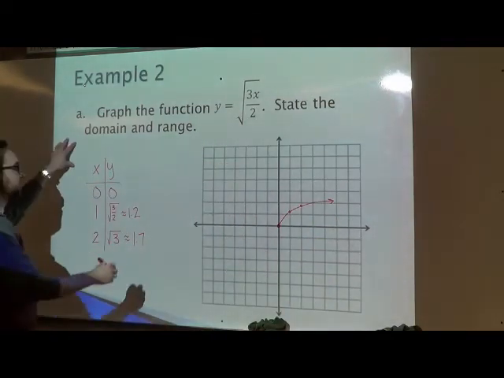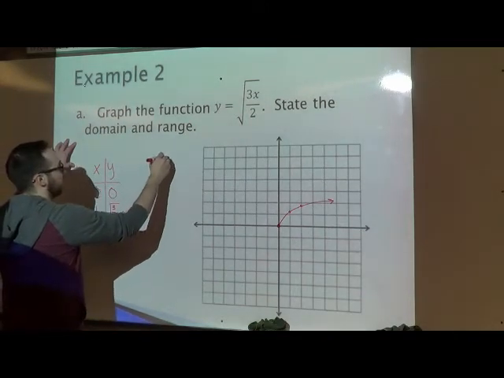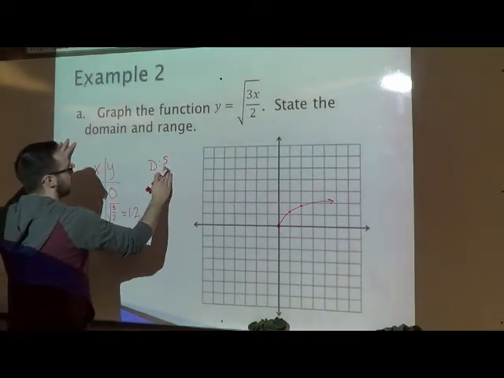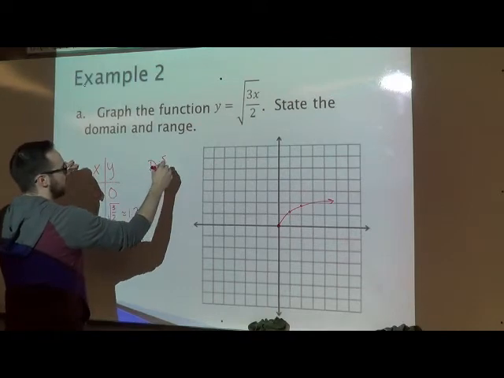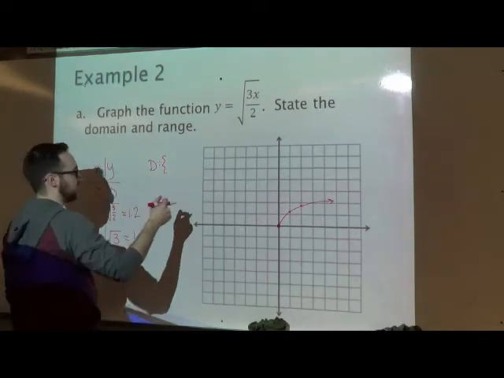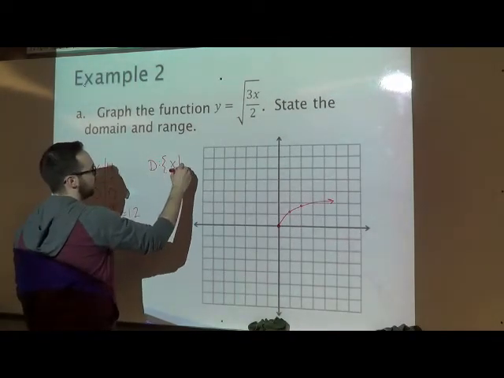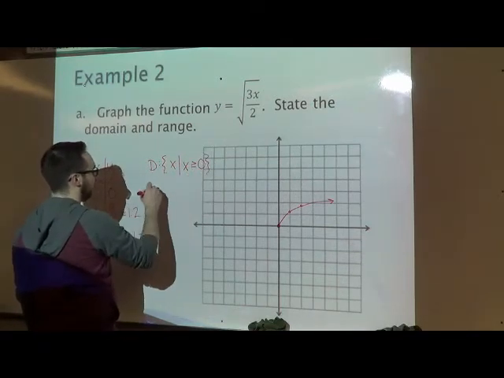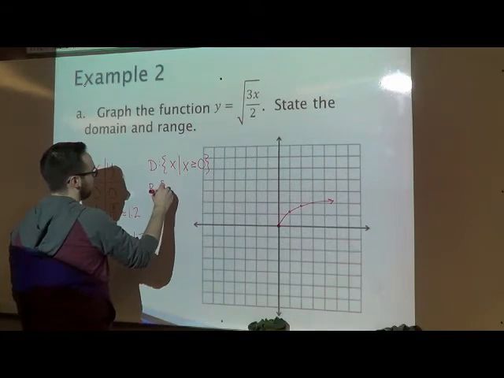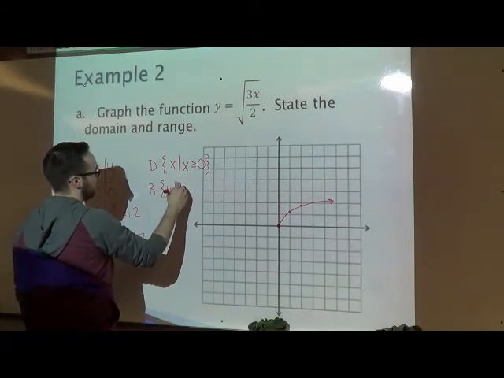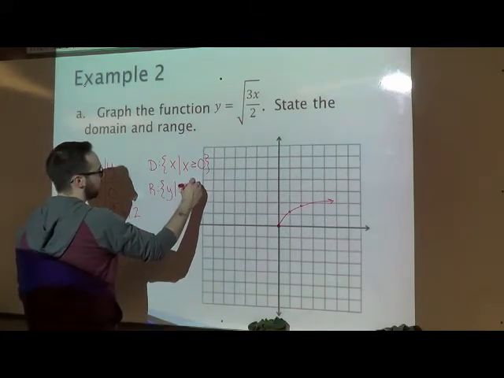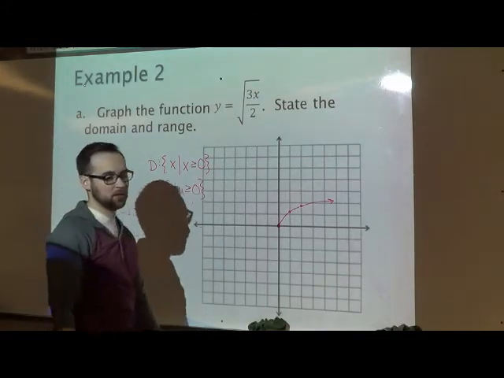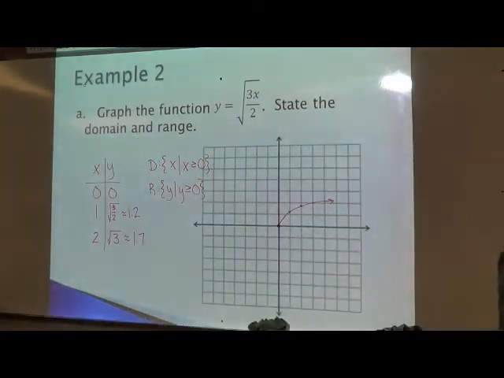So the domain and the range. Domain. Oh yeah, I'll write it that way. So again, remember the set builder notation? We haven't done this for a long time. So all the values of x such that x is greater than or equal to 0. And then the range, all the values of y such that y is also greater than or equal to 0. So that's what we call set builder notation. We touched on it way back in the beginning of the year, but we haven't done it for a long time.